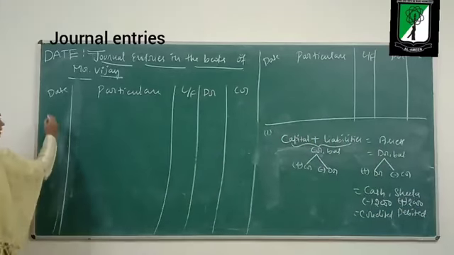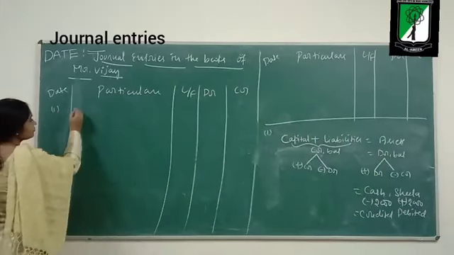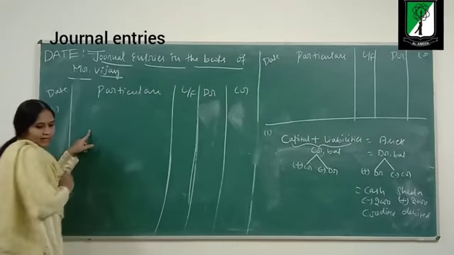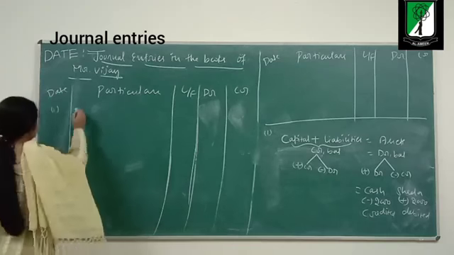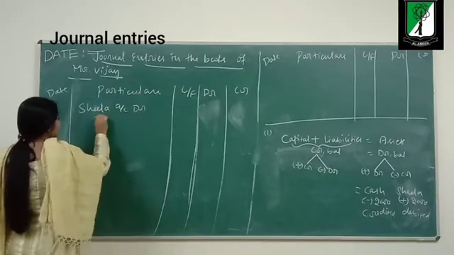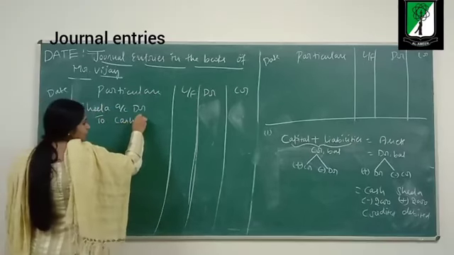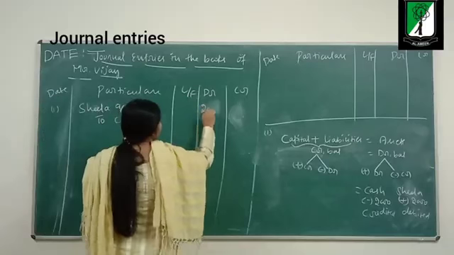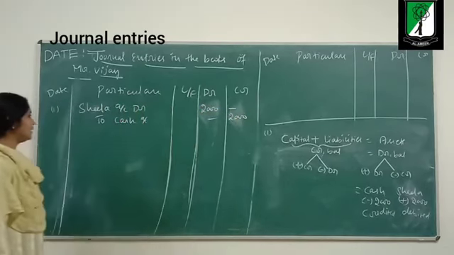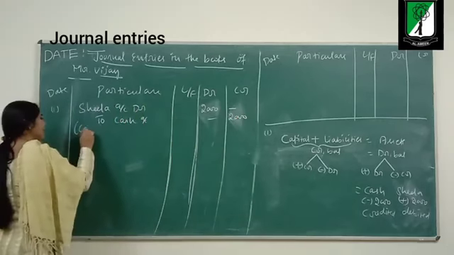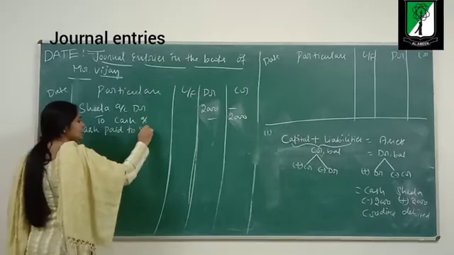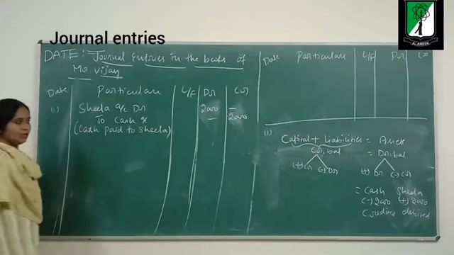So what is the journal entry? First journal entry is: Sheila account debit to cash account, rupees 2000. Okay, this is the journal entry. So what is the narration? Cash paid to Sheila. This is the narration.